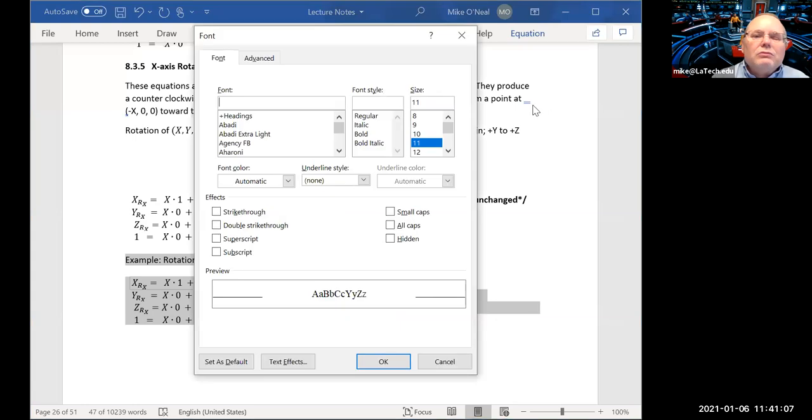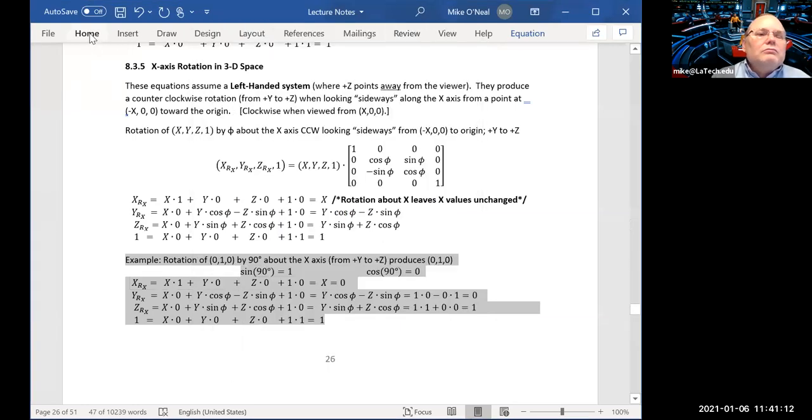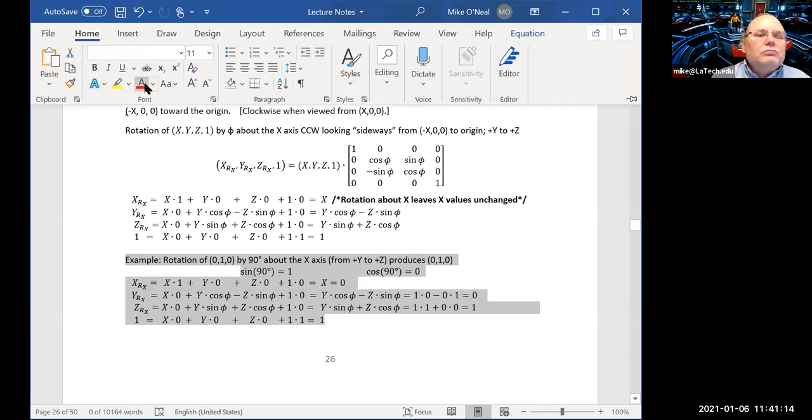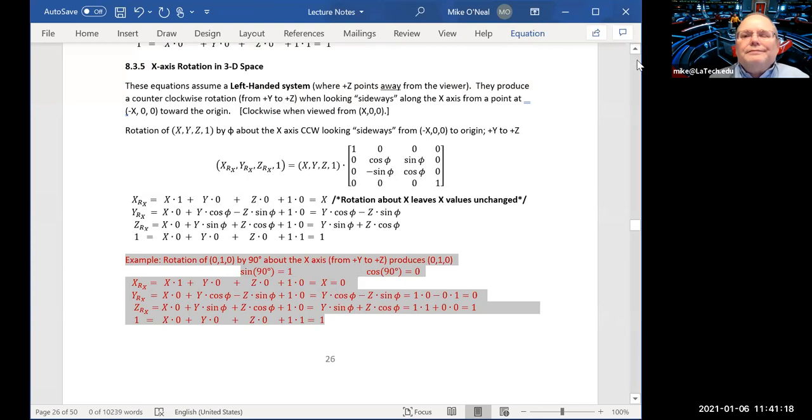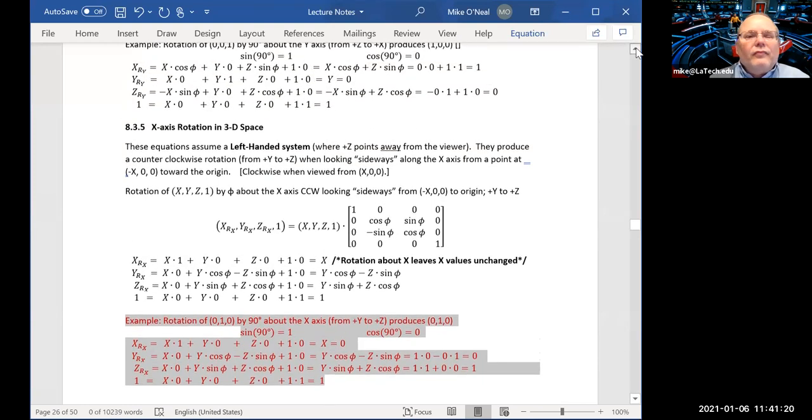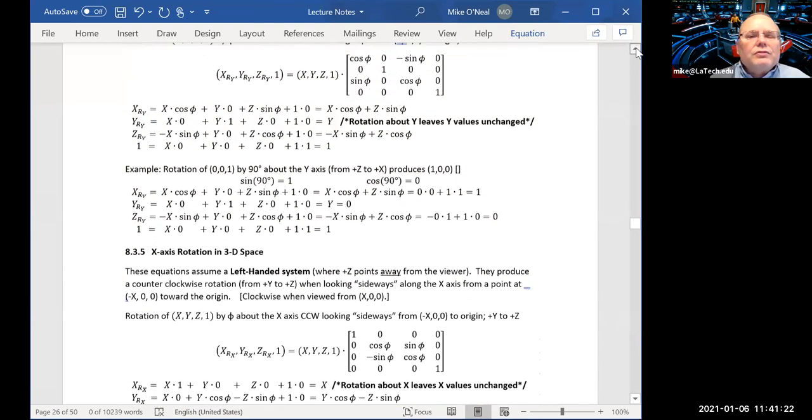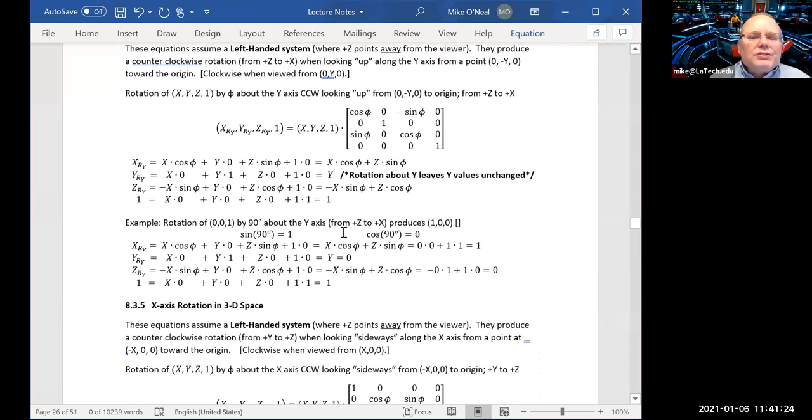Font? No, not font. Color. Let me examine that after class. Let me check on this one. This one was from positive z to positive x. Oh, I'm reading it backwards. I'm such a dyslexic. This is the input, this is the output, which makes sense, yes.